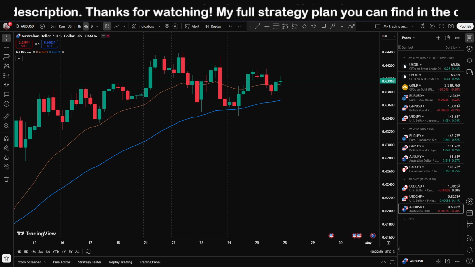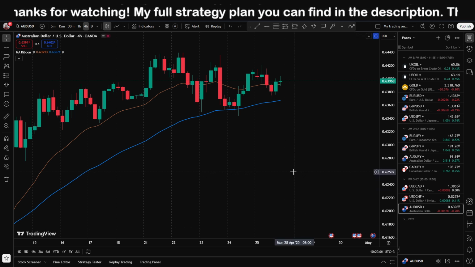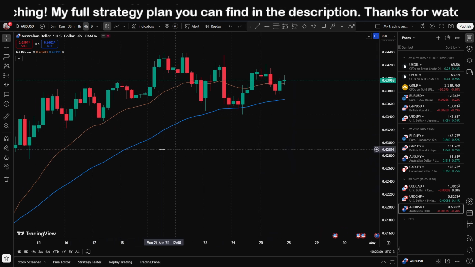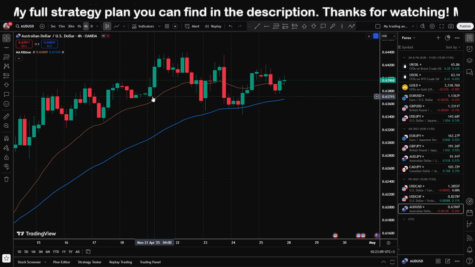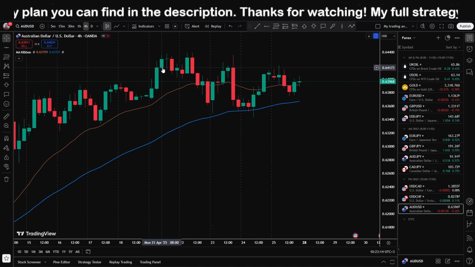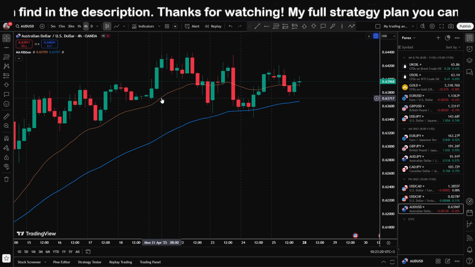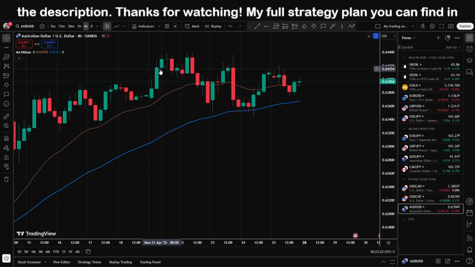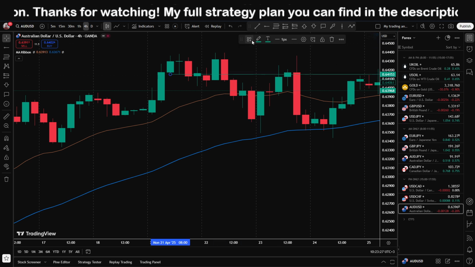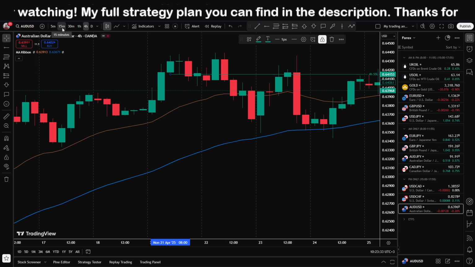Starting with the first trade on Monday from AUDUSD on the 4-hour time frame. This is Monday. From this bar, 8 o'clock, we have an uptrend from EMA 20 and 50, a clean 4-hour bar. In that case, I use the sell side liquidity, the 4-hour sell side liquidity.